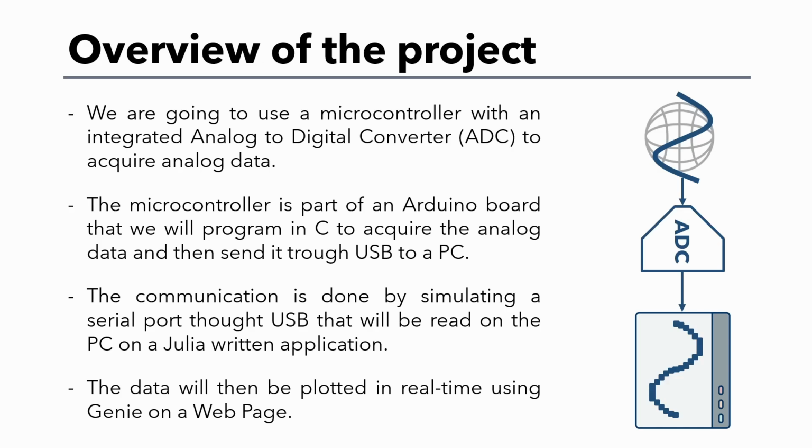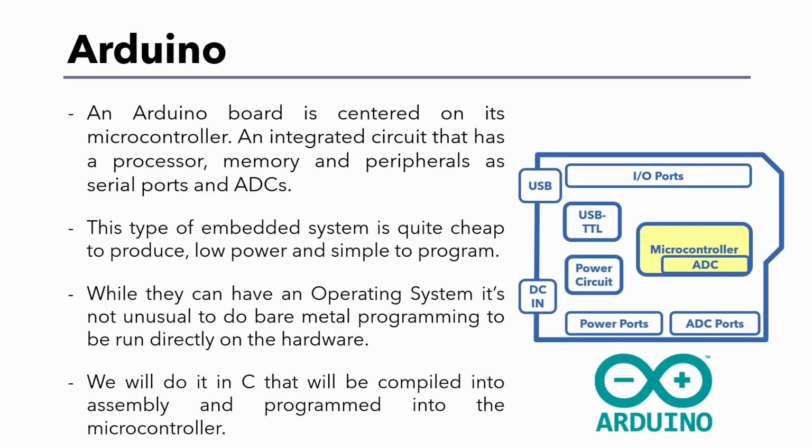In our project, we are going to use an Arduino board that I will show in an instant, where we have the microcontroller that will connect through USB to a laptop, and we'll program it in C, and also we are going to use that communication to send our converted analog data. The communication is done through USB, but it's actually simulating a serial port. This is pretty useful for us because it can be easily interfaced in Julia. We will get that data coming from the USB, plot it on a web page, and we can use that web page to access that data anywhere in the world.